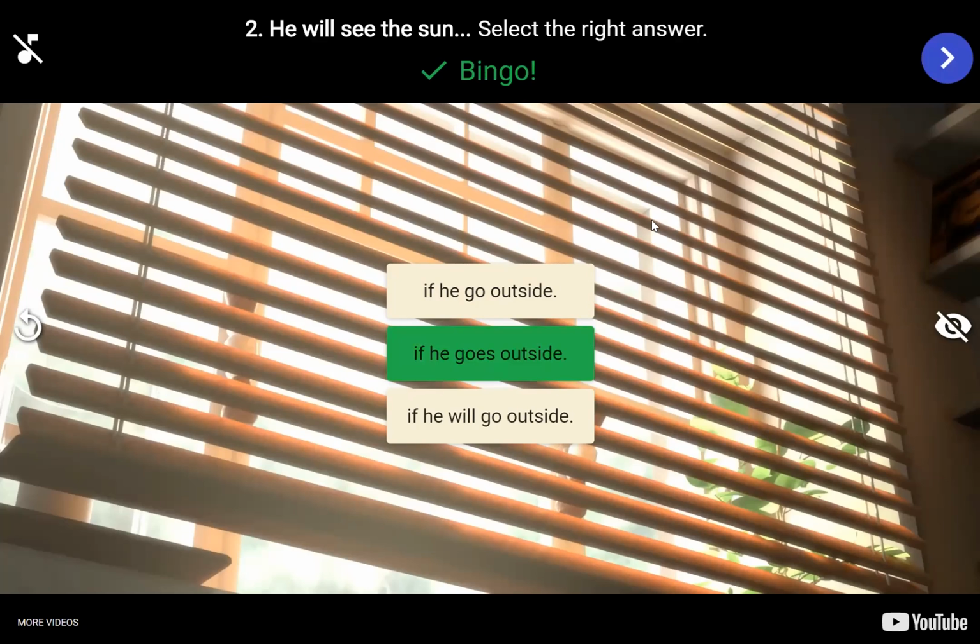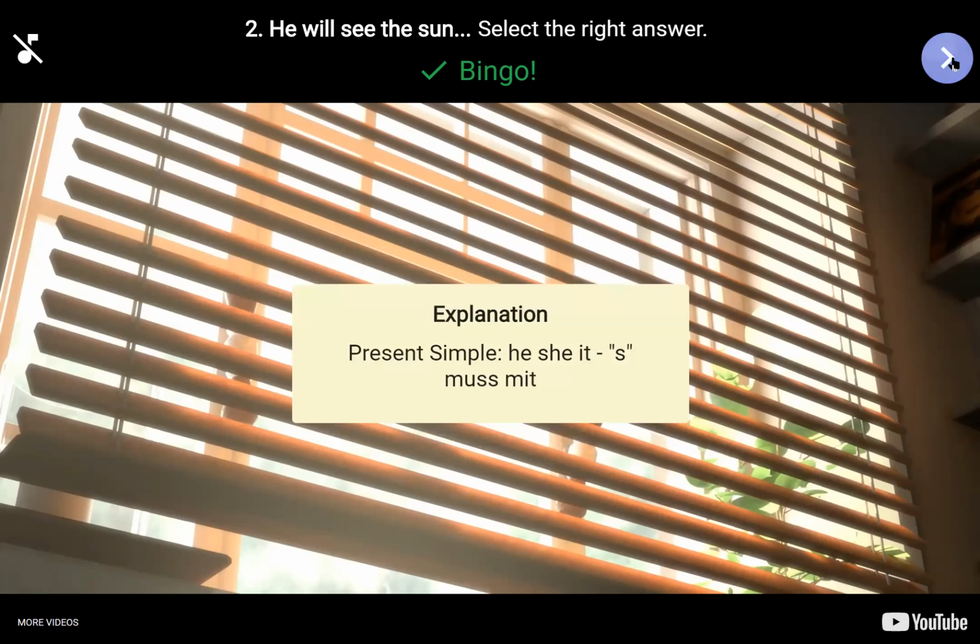Absolutely. So it's the first conditional, a possibility in the present, because now it's sunny, so he can go, but he doesn't go. You will see why later. So, he will see if he goes. If he goes, he will see. The same. Okay, let's go. And here's the explanation.